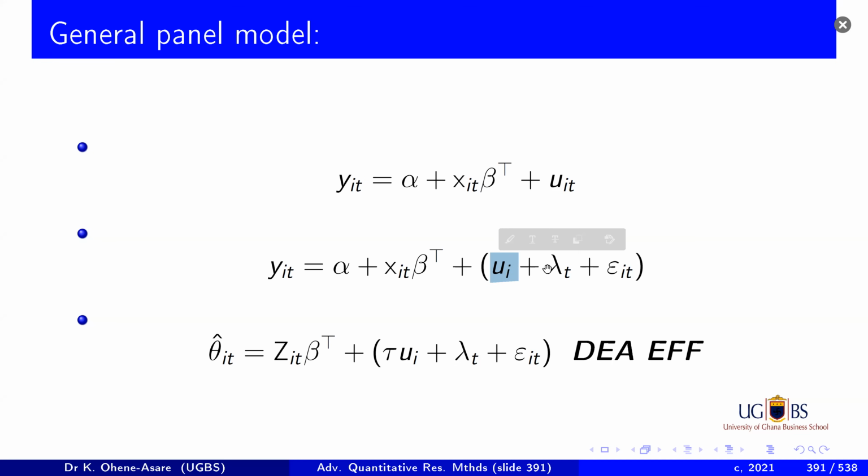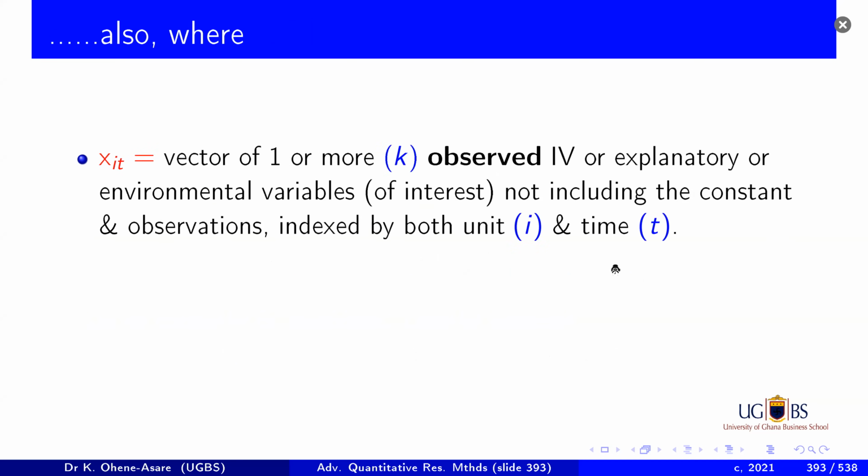We explained the time heterogeneity. This one was the unobserved individual heterogeneity. Then this was the time heterogeneity. And finally, the idiosyncratic error, the epsilon. We're able to explain each one of it.